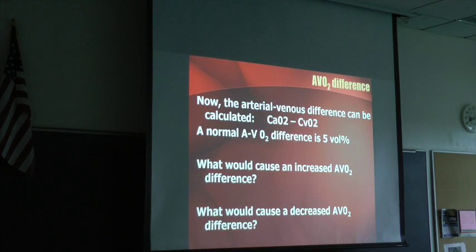All right, what would cause a decreased AVO2 difference? In other words, you have 20 volumes percent in the arterial blood. The blood flows to the tissues of the body. But then on the venous side, you've got a really high saturation, a high oxygen content. What is going on? Why didn't the tissues utilize the oxygen? So usually it's cyanide poisoning. The cells are not utilizing O2, such as cyanide poisoning.